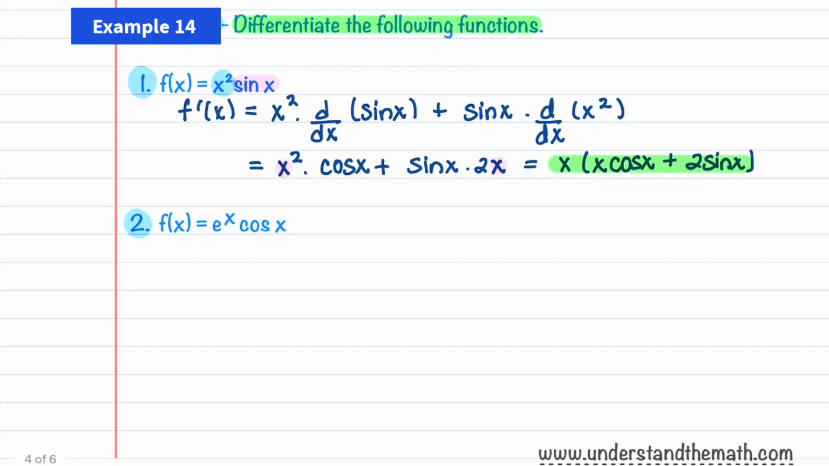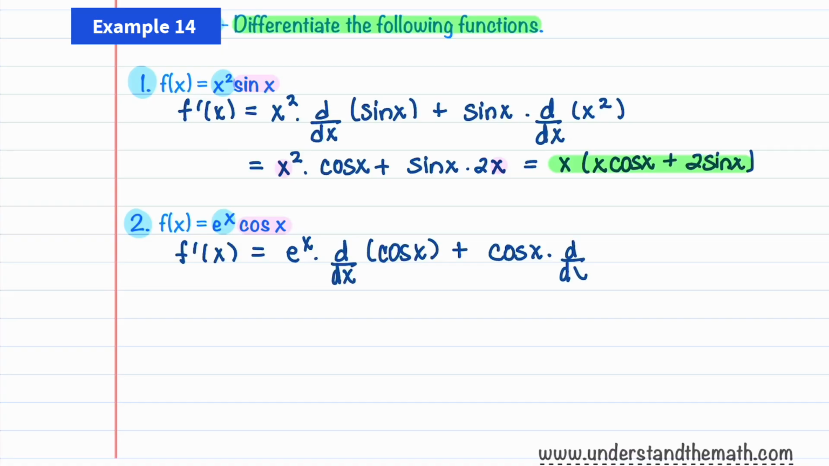Let's now look at our second example. In this example, we are also going to need to use the product rule because we have a first function and a second function. Our derivative, f prime of x, is equal to our first function, e to the x, times the derivative of our second function, which is cosine x, plus our second function, cosine x, times the derivative of our first function, e to the x.